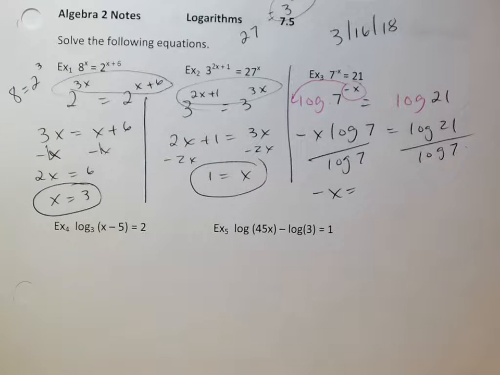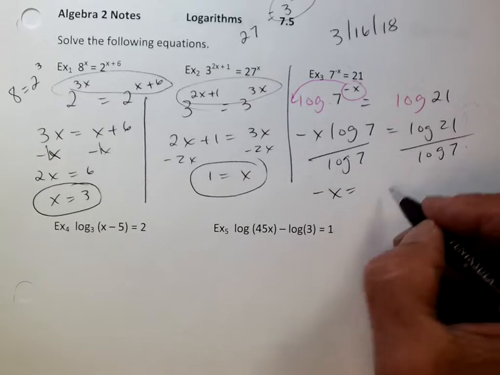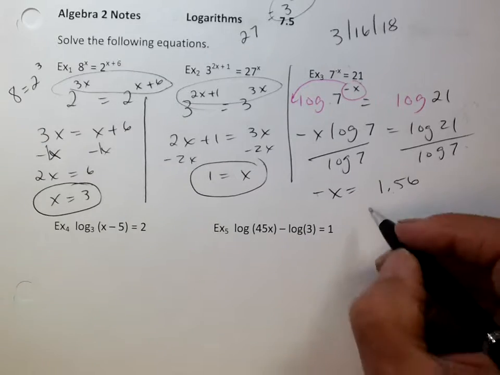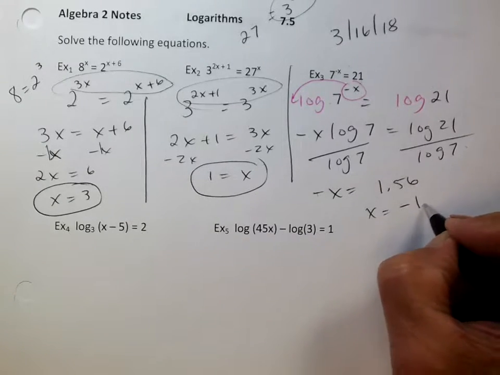David just said it. I'm going to get it, David, because I didn't hear you, and I'm going to get it anyway because, you know, log 7. I bet you said 1.56. And then bring the negative over, right? So x would equal a negative 1.56.